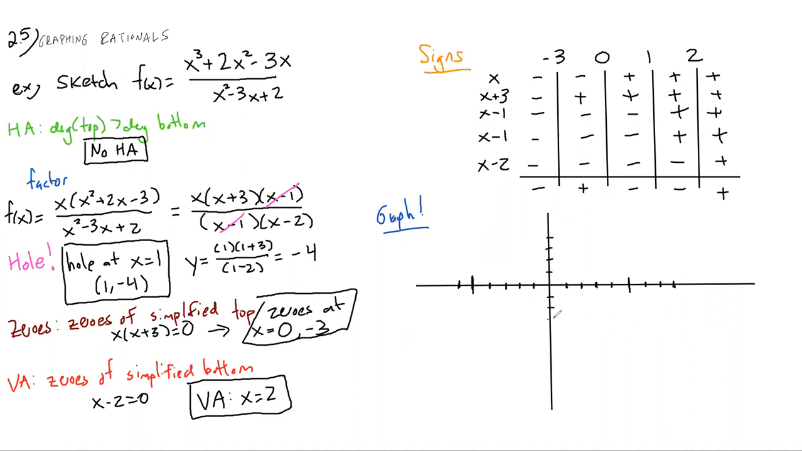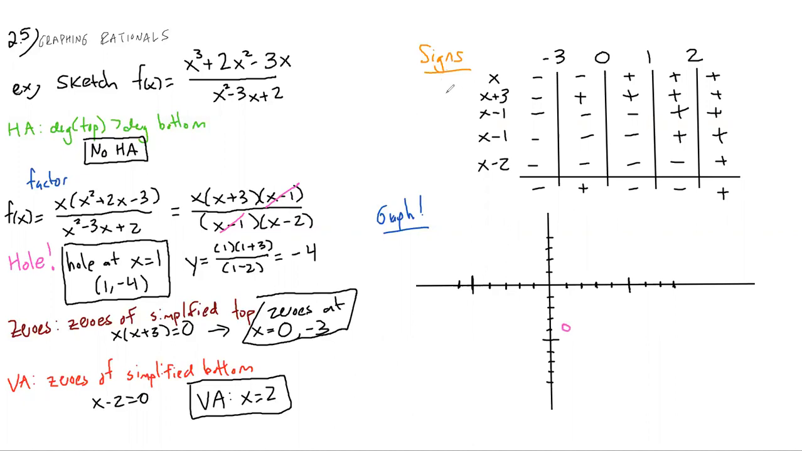One, 2, 3, 4, 5, 6. Go a little further. All right, and I'm just going to put all these features down that I found. I don't have a horizontal asymptote, so I don't get that green dotted line. I said I found that hole, so I could go ahead and label that. The hole is at 1 and negative 4, so that's going to be right here.